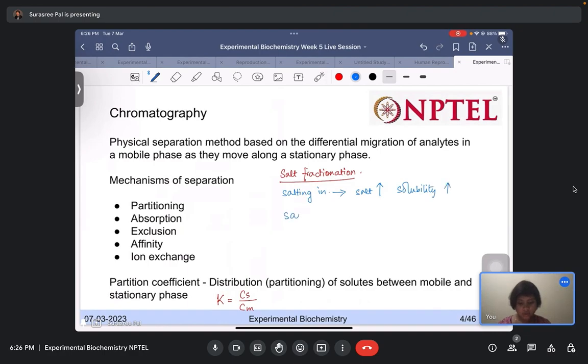Another event is called salting out. This occurs till a certain concentration of the salt, but after this point, as you increase the salt concentration, the solubility decreases. So you increase the salt concentration, but the solubility of the protein decreases. That is called salting out of the protein. The protein will actually be denatured in this kind of condition. Okay, so that is salting in and salting out of the proteins.